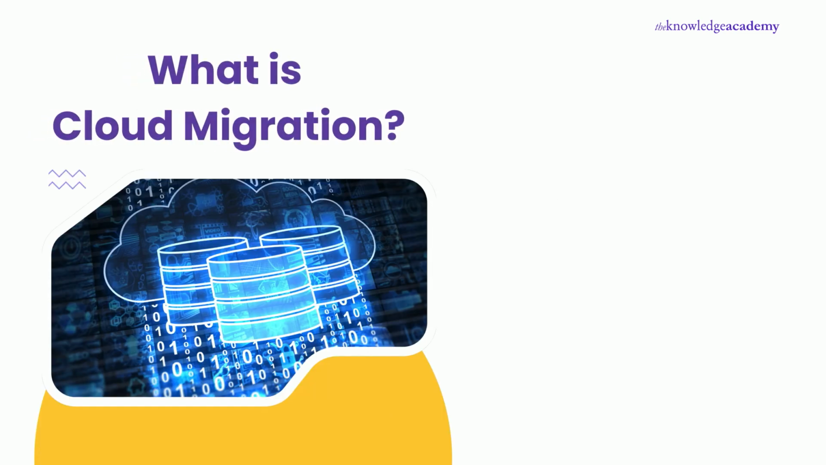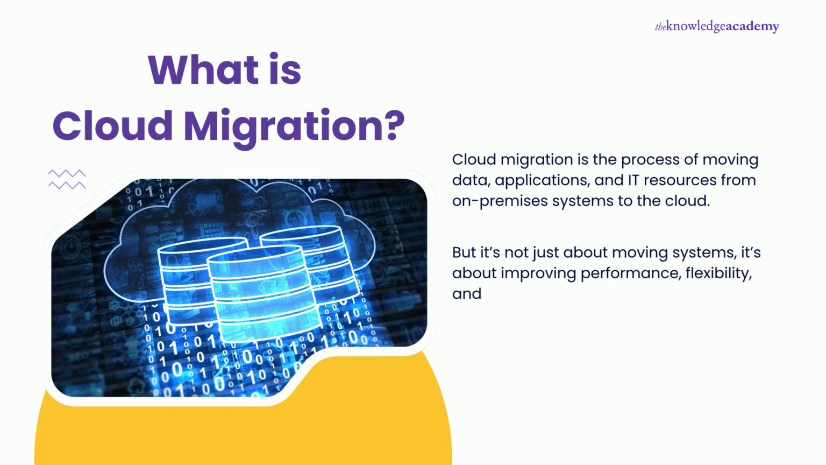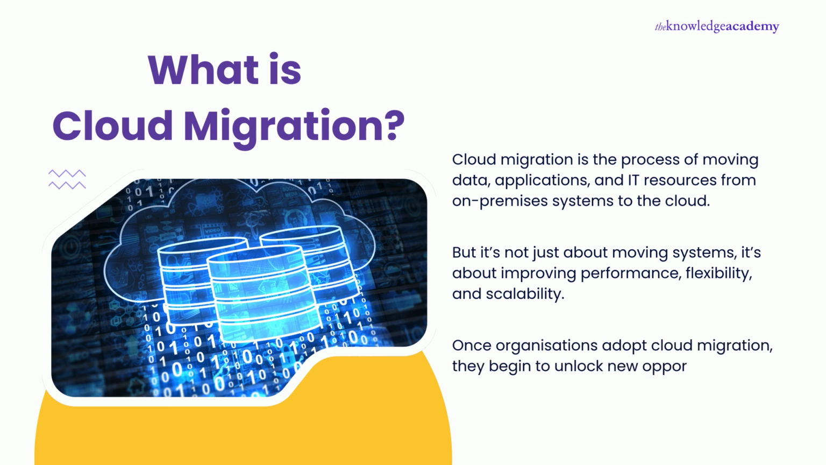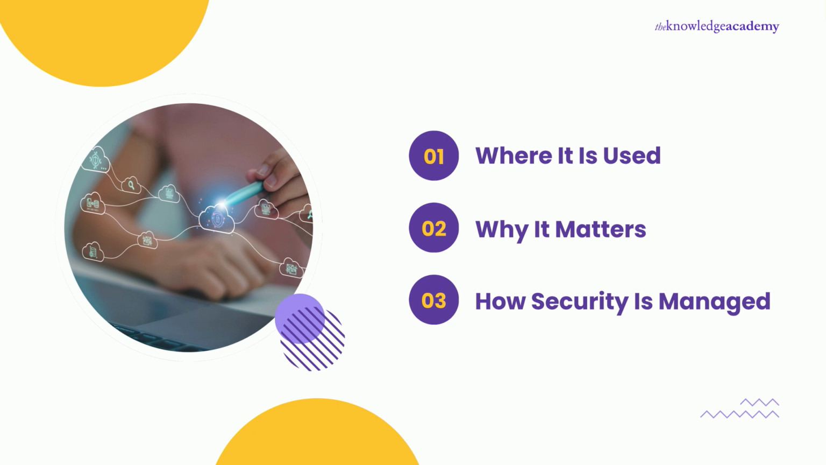What is cloud migration? Cloud migration is the process of moving data, applications, and IT resources from on-premises systems to the cloud. But it's not just about moving systems, it's about improving performance, flexibility, and scalability. Once organizations adopt cloud migration, they begin to unlock new opportunities. Let's look at where it is used, why it matters, and how security is managed.